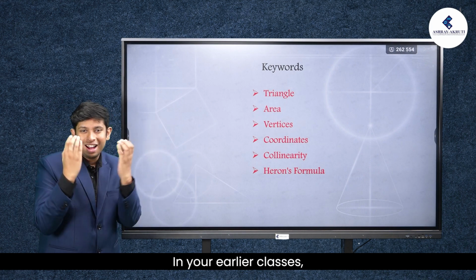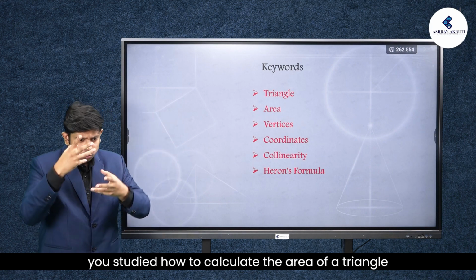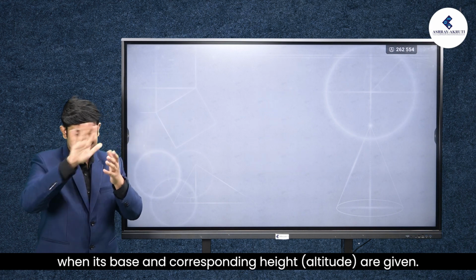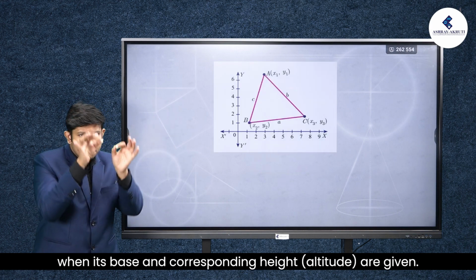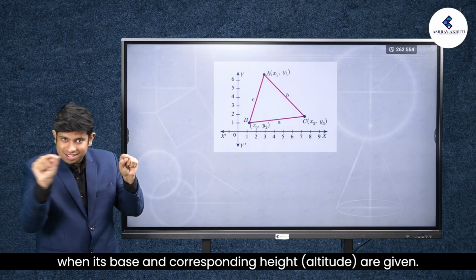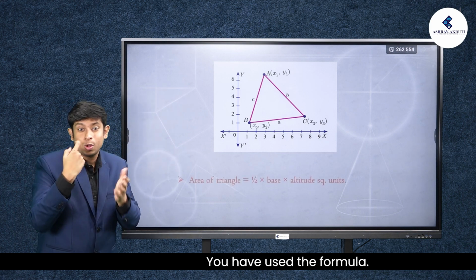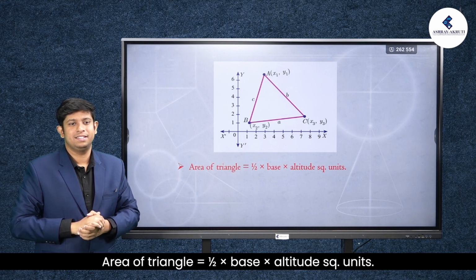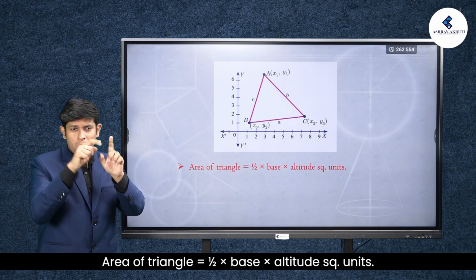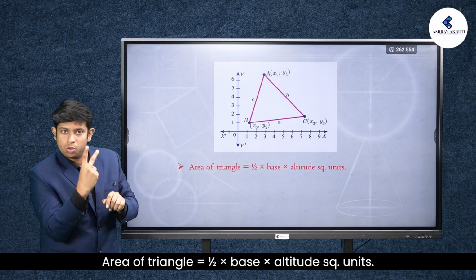In your earlier classes, you studied how to calculate the area of a triangle when its base and corresponding height are given. You have used the formula area of triangle is equal to half into base into altitude square units.